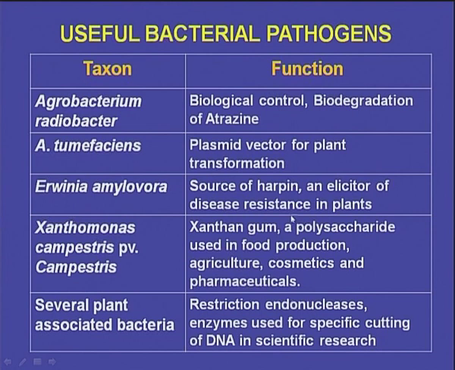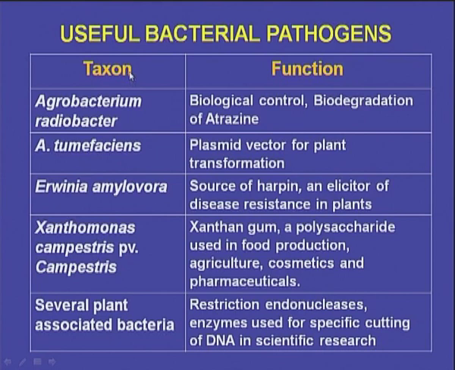Erwinia amylovora is a source of harpin, an elicitor of disease resistance in plants. Xanthomonas campestris produces xanthan gum, a polysaccharide used in food production, agriculture, cosmetics and pharmaceuticals. Several other plant associated bacteria help us in producing restriction endonucleases, enzymes used for specific cutting of DNA in scientific research.